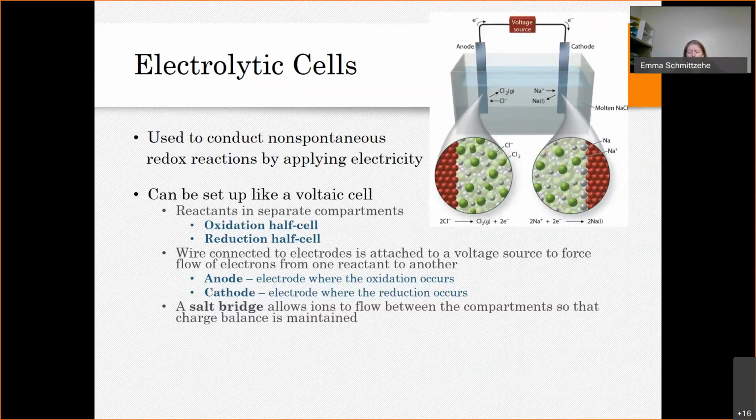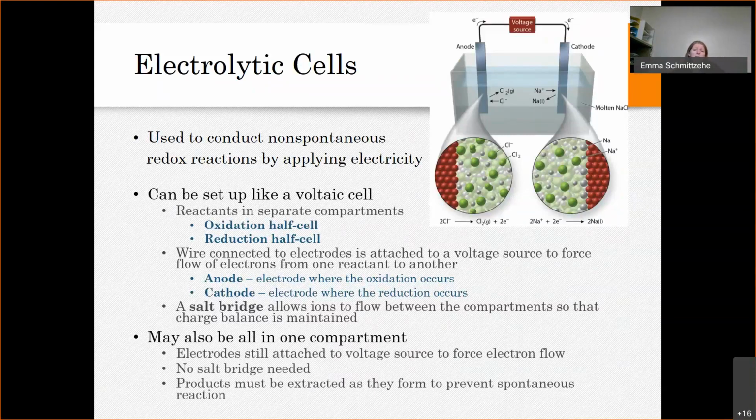So we can set it up. It can be an exact reversal of your voltaic cell, or it could be set up like the diagram is in your book. They show it as all one container, because those substances can float around in the same container and they're not going to react until you apply this electricity, until you apply a voltage to it, okay?